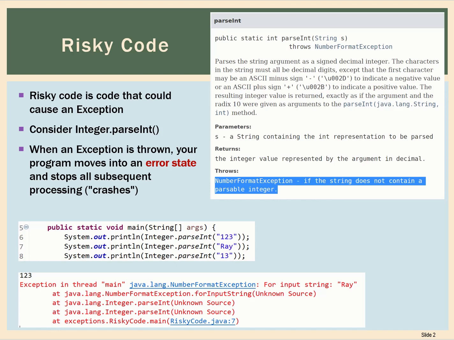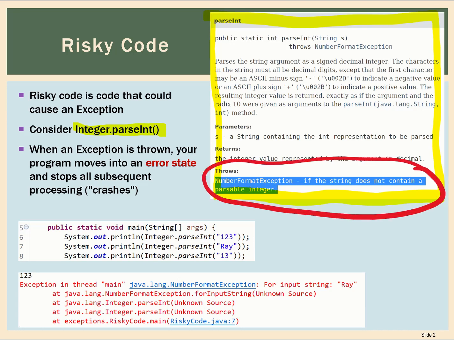Similarly, there's another method you may have used called parsing. There's a method in the Integer class called parseInt, and that method can yield an exception. We can tell that by looking at the API, and we can look at the API record for the Integer.parseInt method. As you can see, as part of this API, there's a section at the bottom called throws. And this throws section is going to tell you if this method is risky, if this method can sometimes throw an exception.